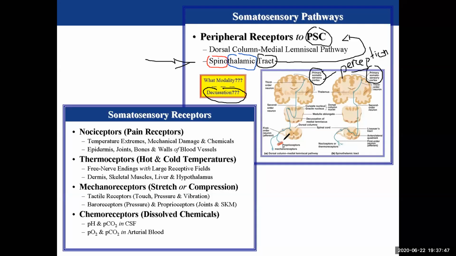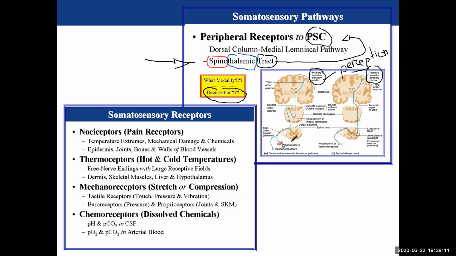Because of the fact that sensory information crosses over when it gets into the central nervous system, either at the entry point, or it goes up to the brainstem and it crosses over in the medulla. Yeah? But in either case, it's decussation, so it crosses over.